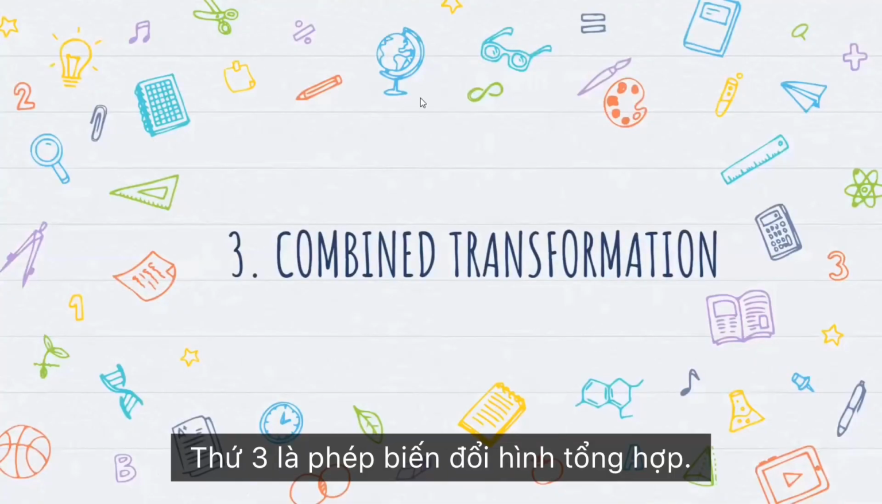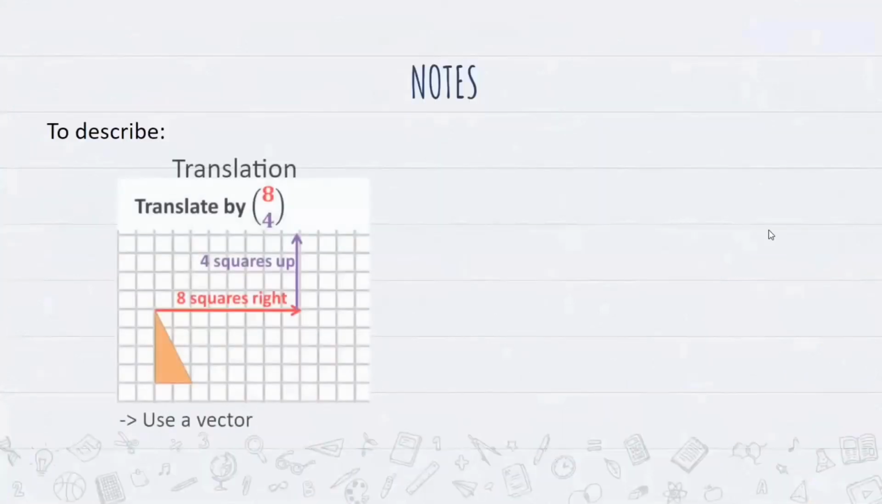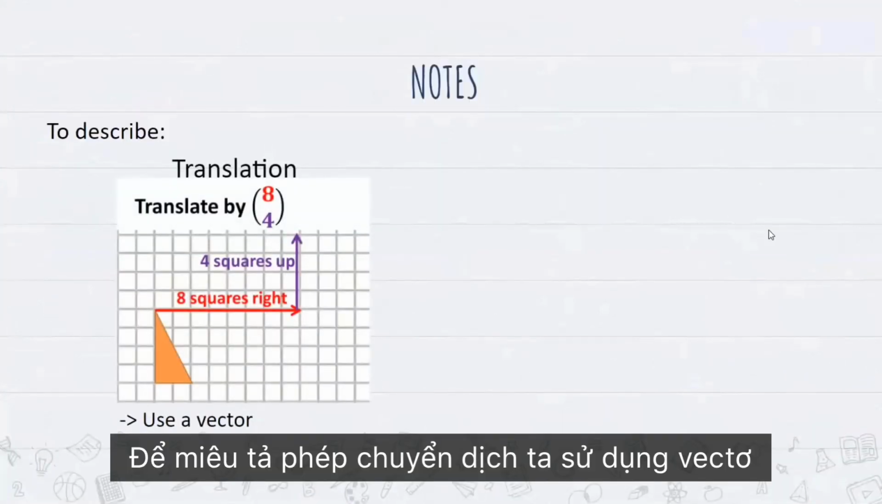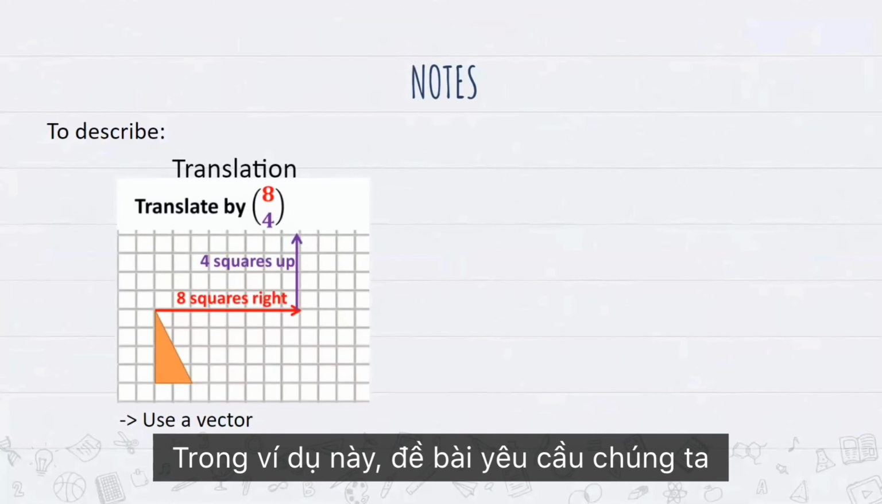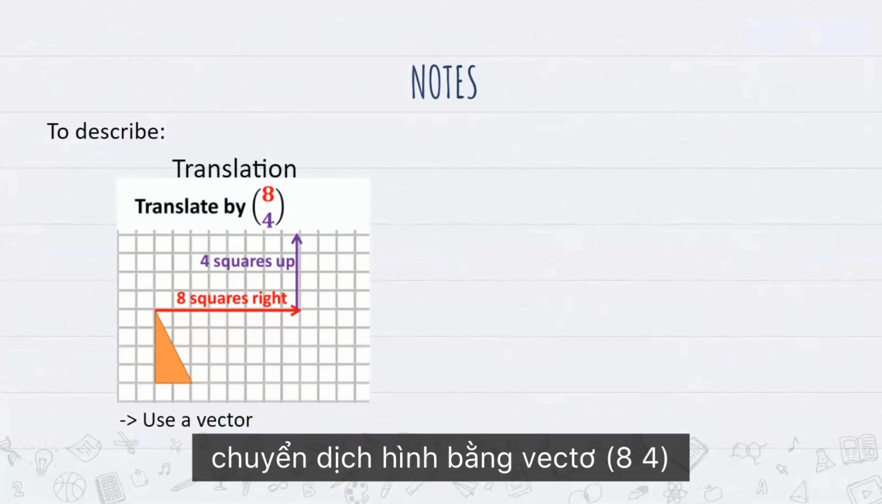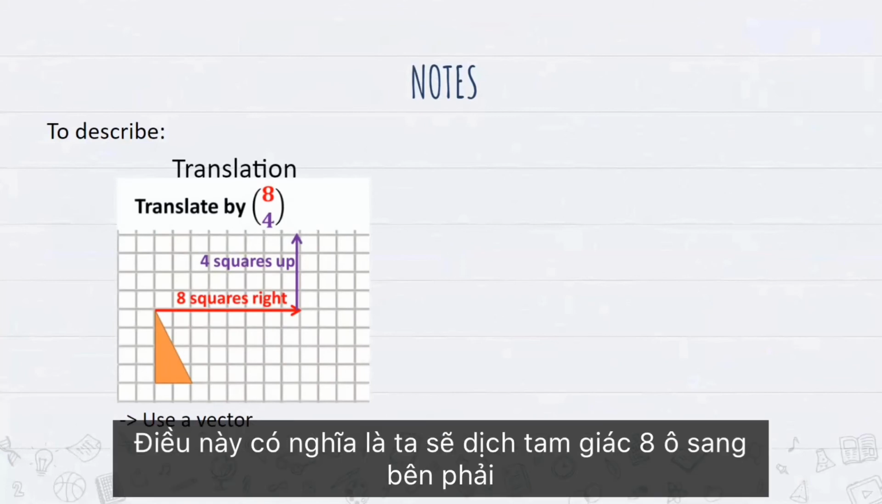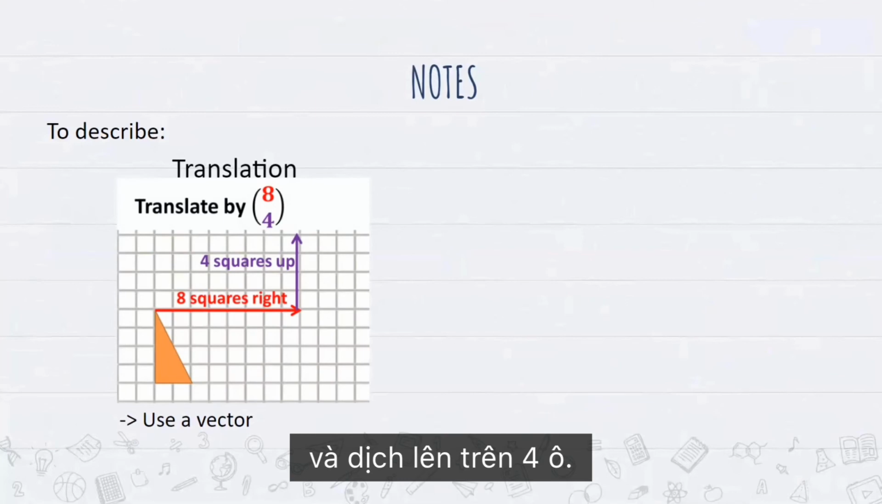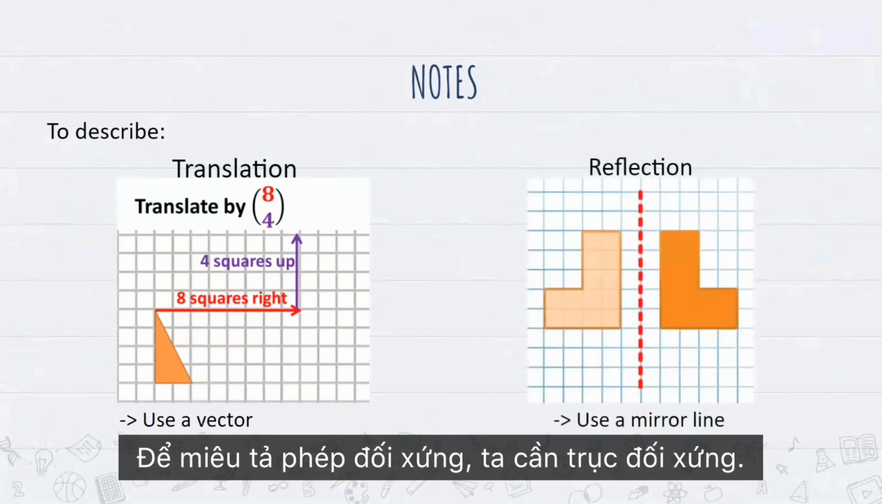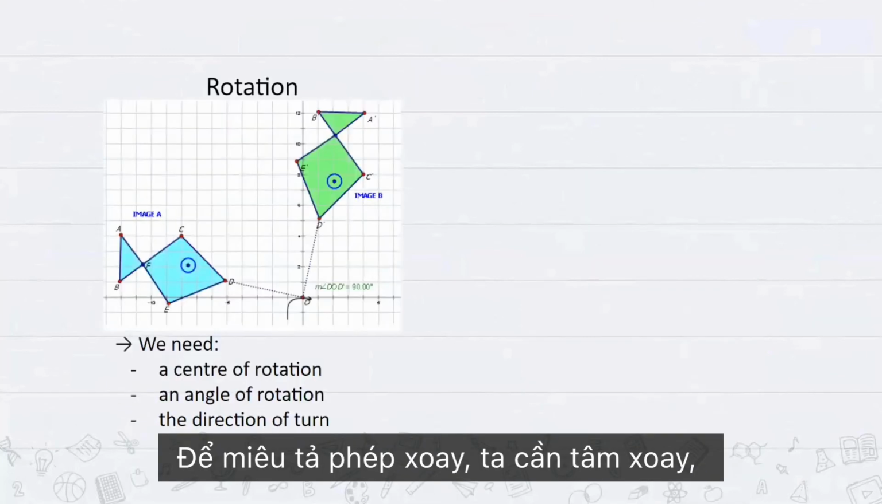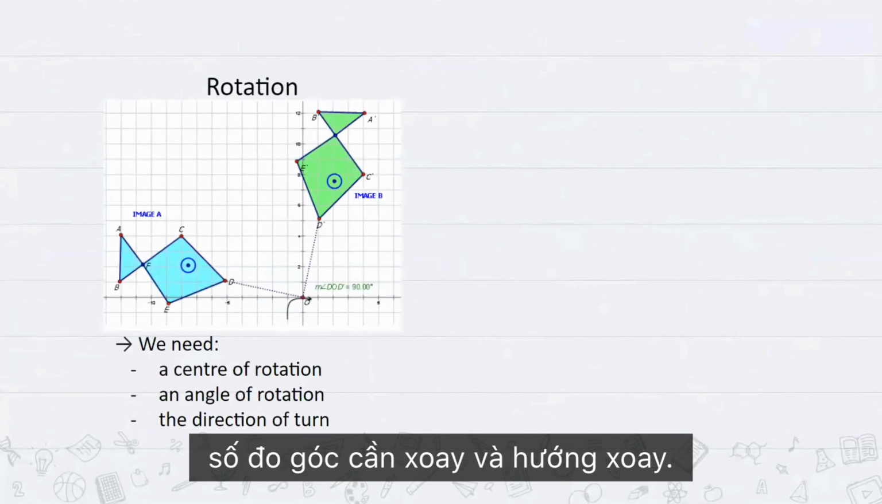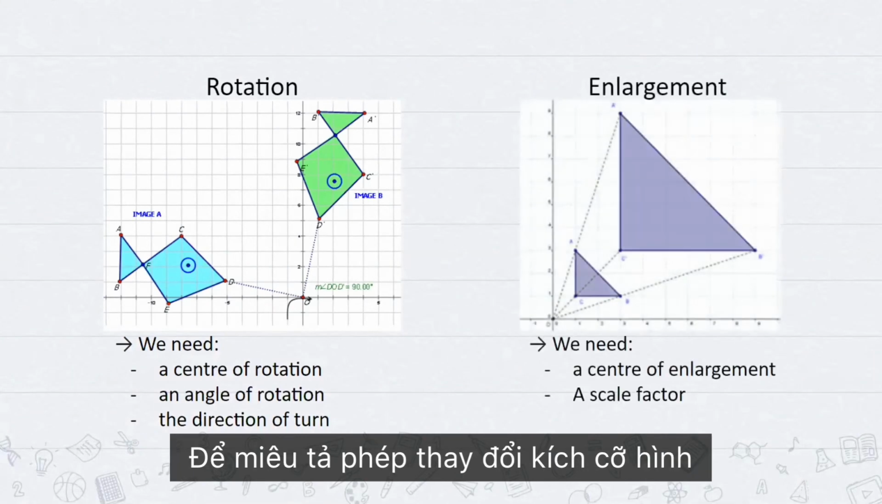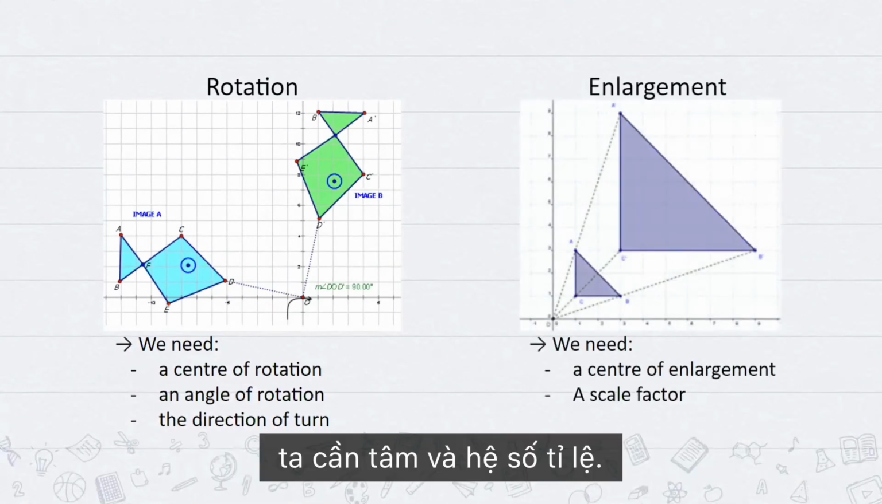Thirdly is combined transformation. Note, to describe translation, we use a vector. In this example, they ask us to translate by a vector of (8, 4). So it means that we move this triangle 8 squares to the right and 4 squares up. To describe reflection, we use a mirror line. And to describe rotation, we need a center of rotation, an angle of rotation, and the direction of turn. And lastly, to describe enlargement, we need a center of enlargement and a scale factor.